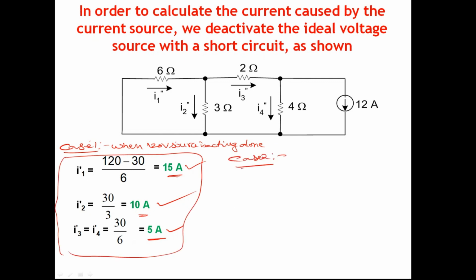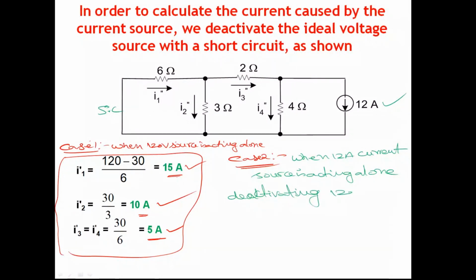In case 2, we deactivate the voltage source. Here the voltage source we have replaced with a short circuit, keeping the 12 ampere current source. This is case 2. So case 2 is when the 12 ampere current source is acting alone and the 120 volt voltage source is deactivated with a short circuit. This figure represents case 2.